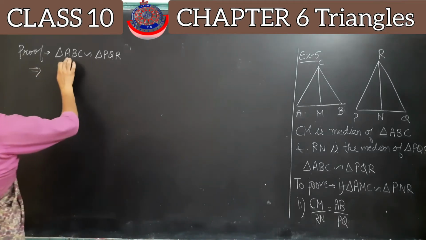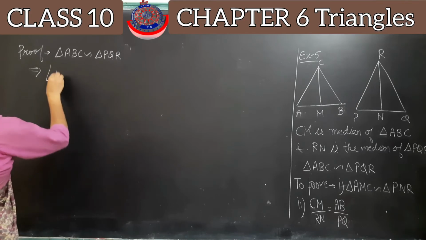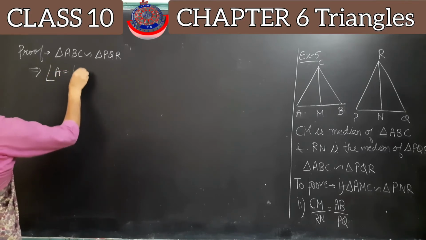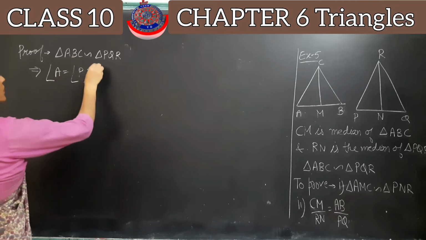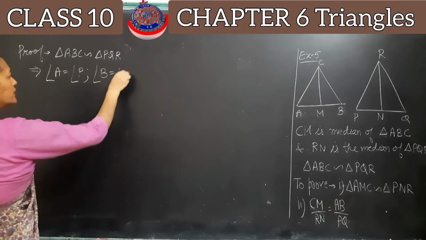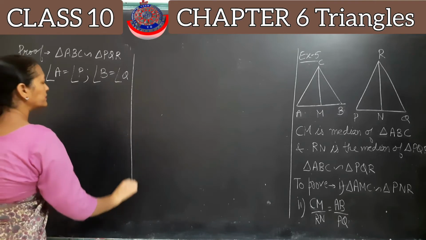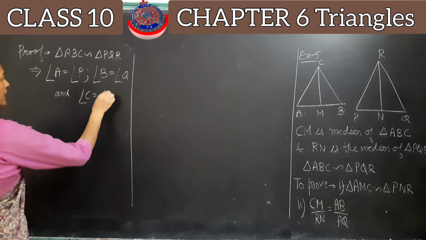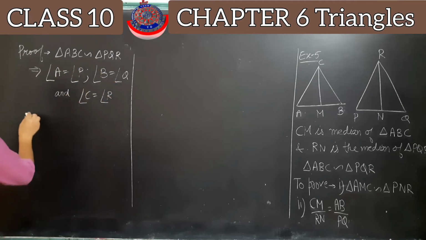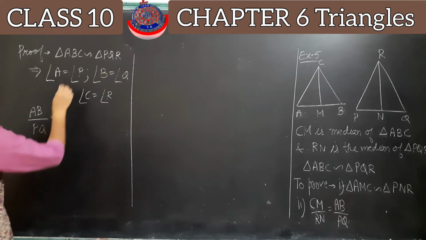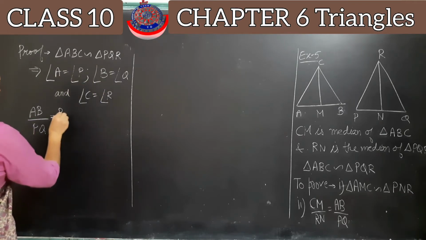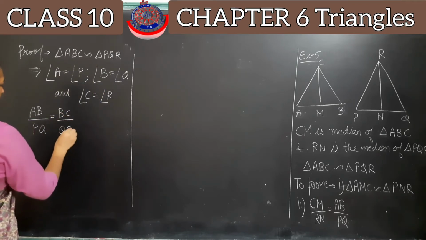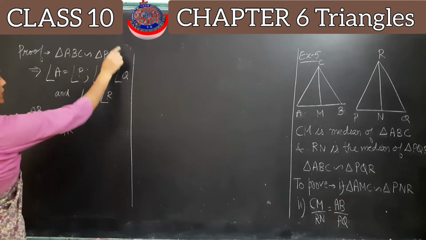This implies angle A is equal to angle P, angle B equals angle Q, and angle C is equal to angle R. Angles are equal and sides are proportionate: AB upon PQ is equal to BC upon QR and AC upon PR.